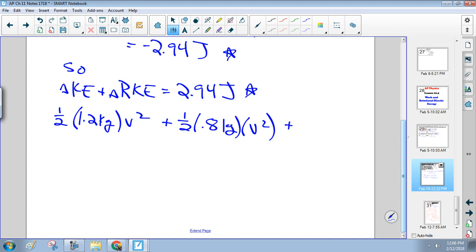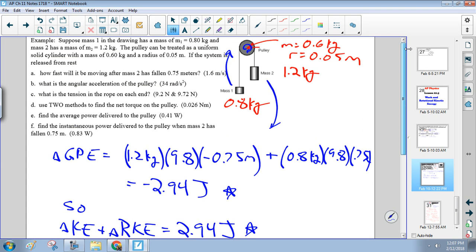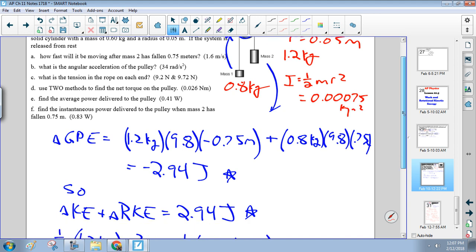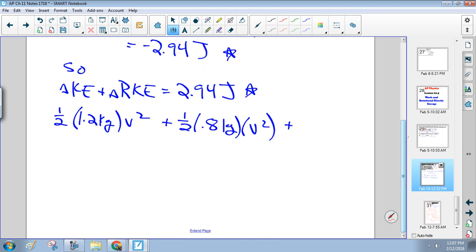So let's take a quick second, and we're going to go up here and find I for this thing. So I is 1/2 mr squared, right? So we know our mass, we know our radius, so 0.3 times 0.05 squared, and it gives you 0.00075 kilogram meters squared.